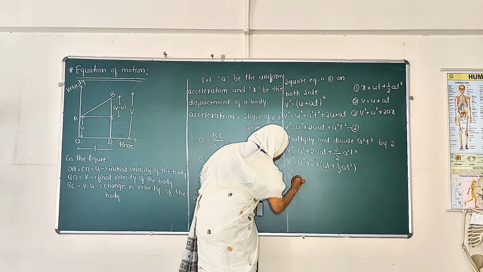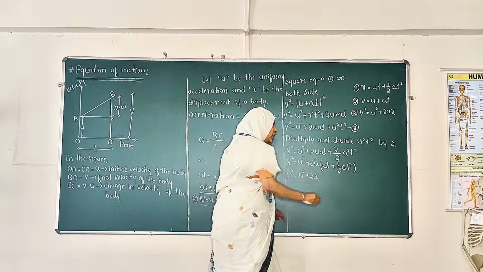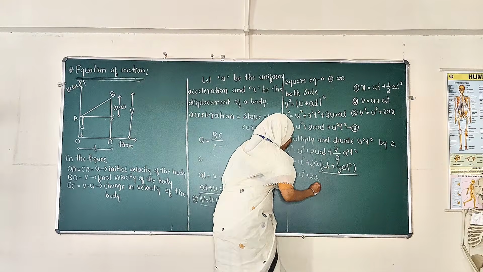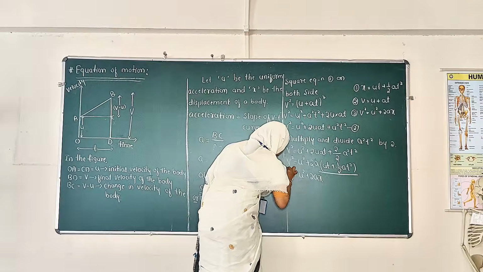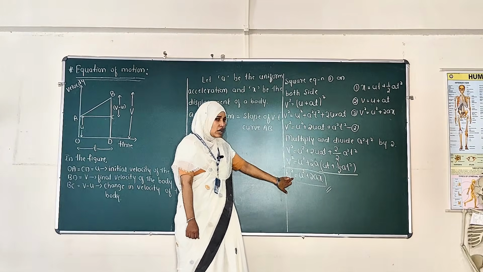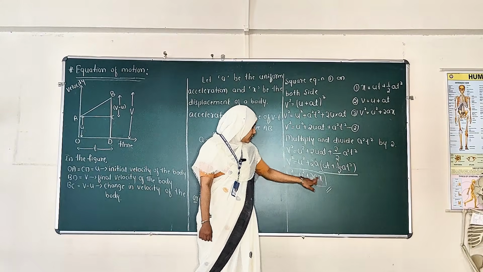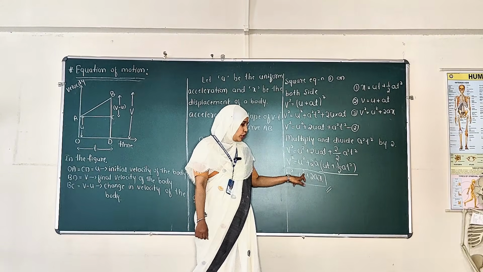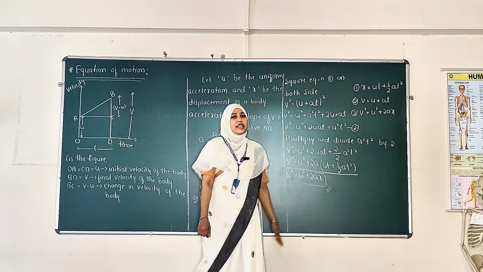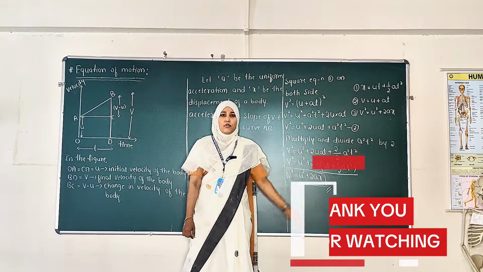Then v square is equal to u square plus 2a, you are already familiar with this expression, ut plus half at square. What is ut plus half at square? It is equal to x, the displacement. Here we got the last equation: v square is equal to u square plus 2ax. v is the final velocity of the body, u is the initial velocity of the body, a is the uniform acceleration, and x is the displacement of the body. These are the three important equations of motion. Thank you.